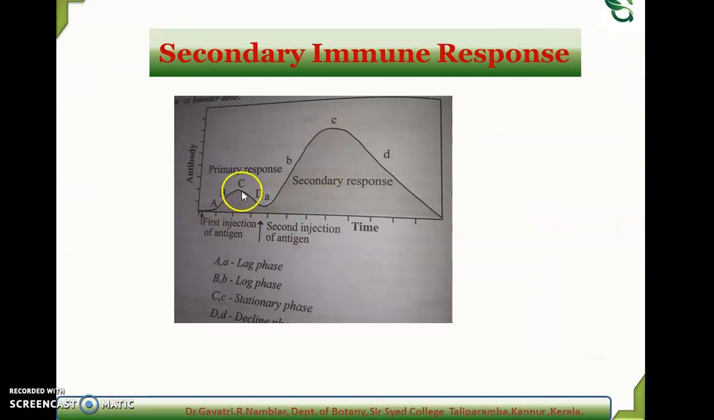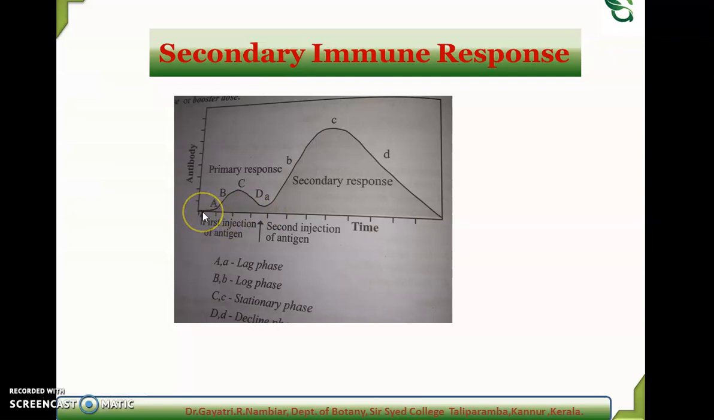So this is the primary dose, and this curve is the secondary response curve. Both are sigmoid curves. When compared to the action of the injection, the primary response is comparatively shorter than that of the secondary response. So this is the period of the primary response.